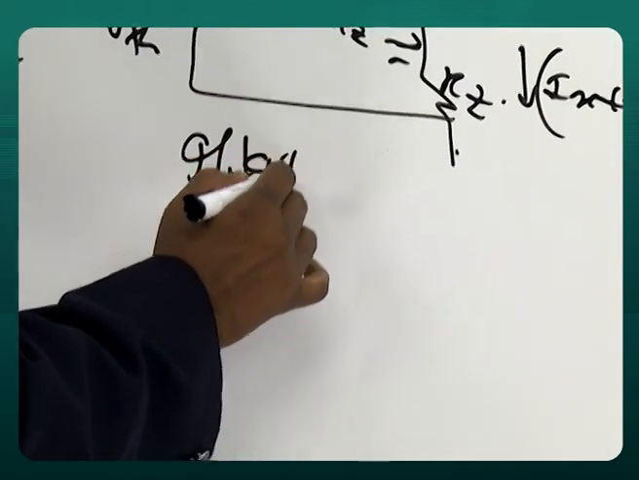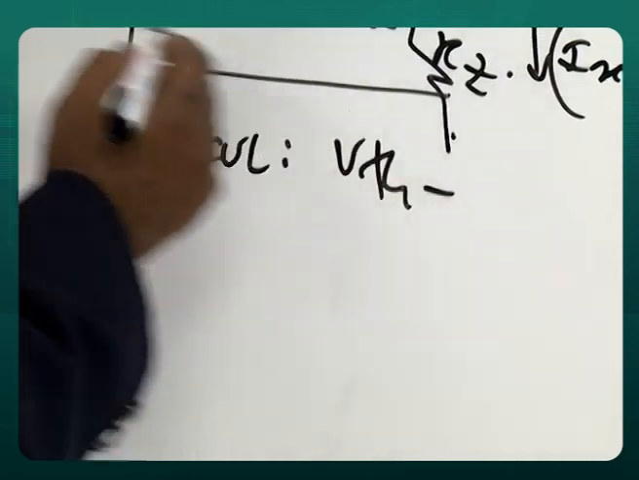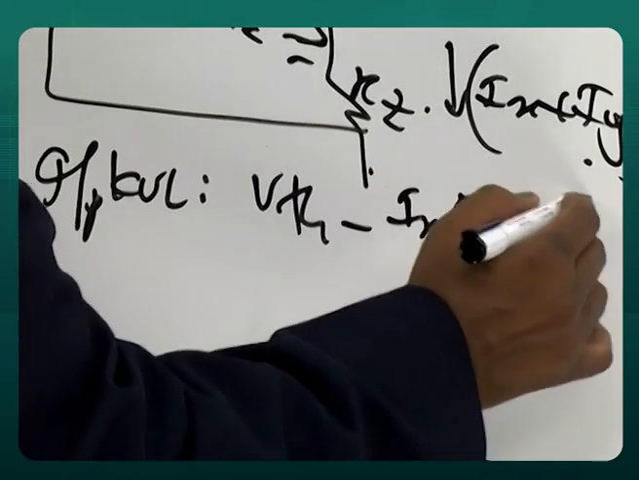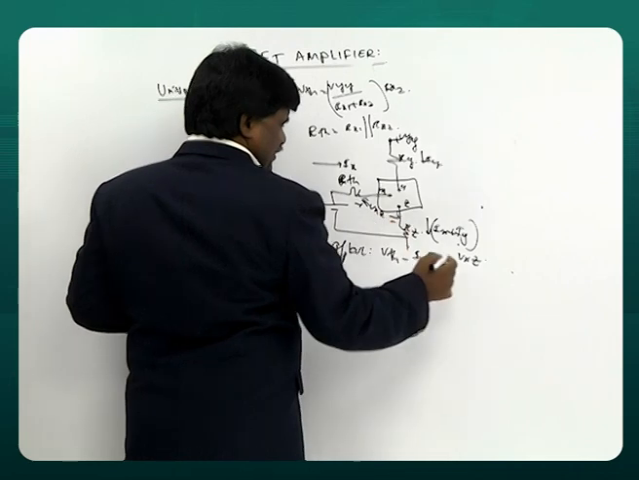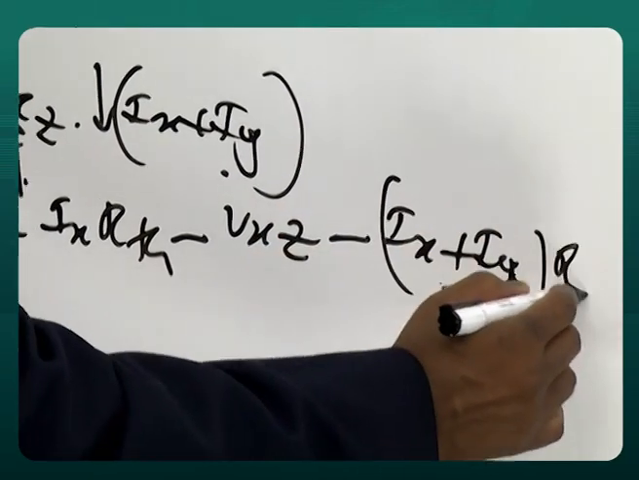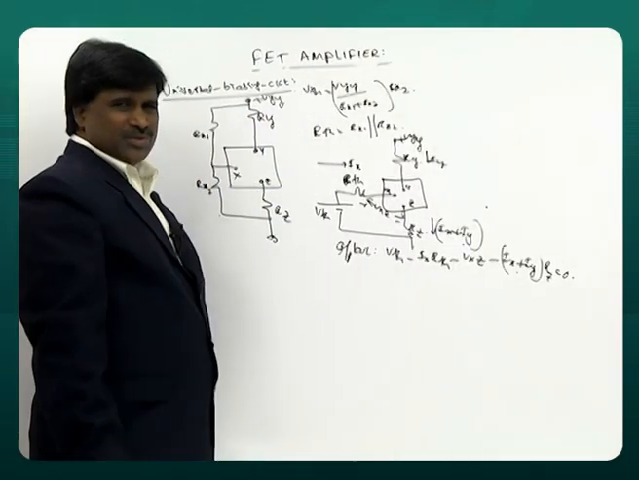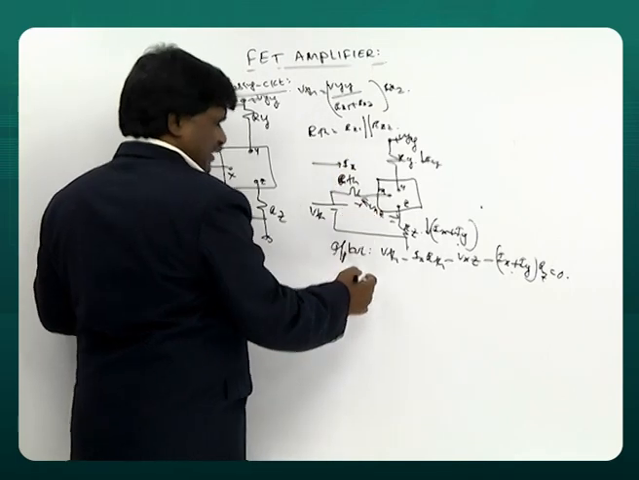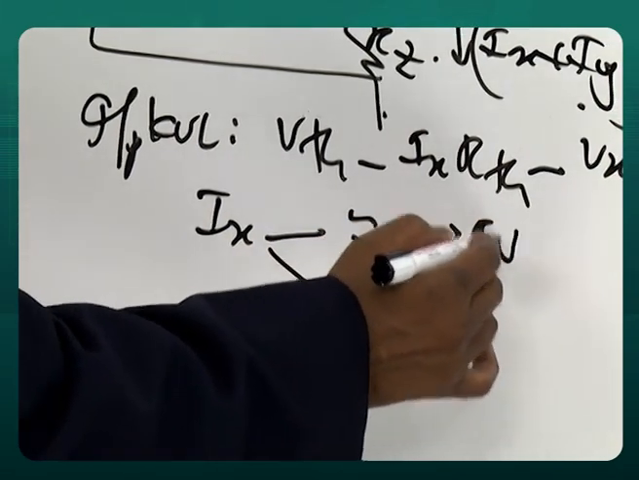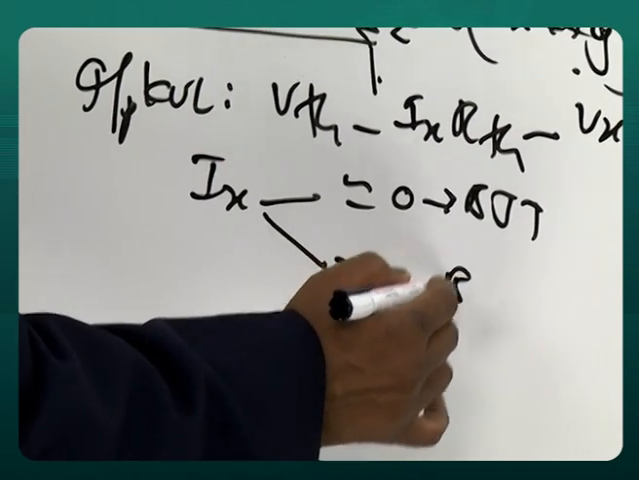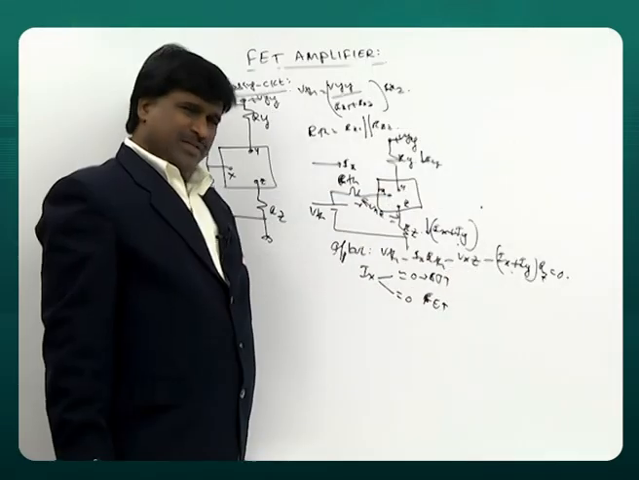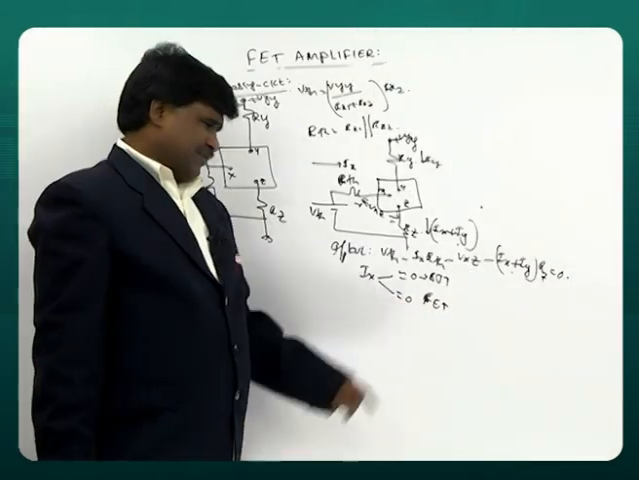input KVL: V Thevenin minus IX R Thevenin minus VXZ minus (IX plus IY) times RZ is equal to 0. What is IX actually? IX is approximately 0 in BJT, equal to 0 in FET. Approximately 0 in BJT, equal to 0 in FET.